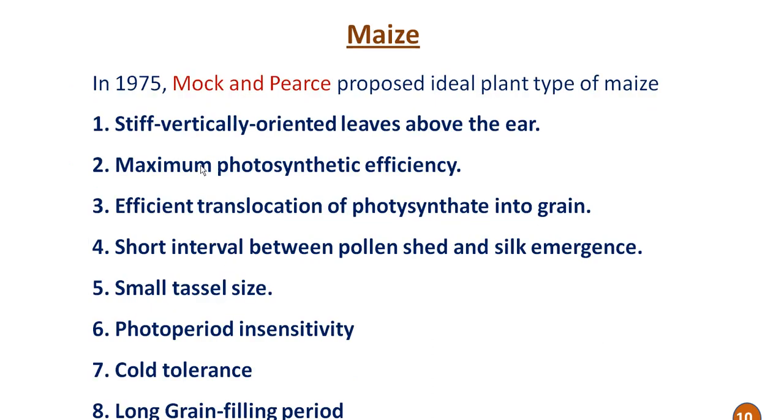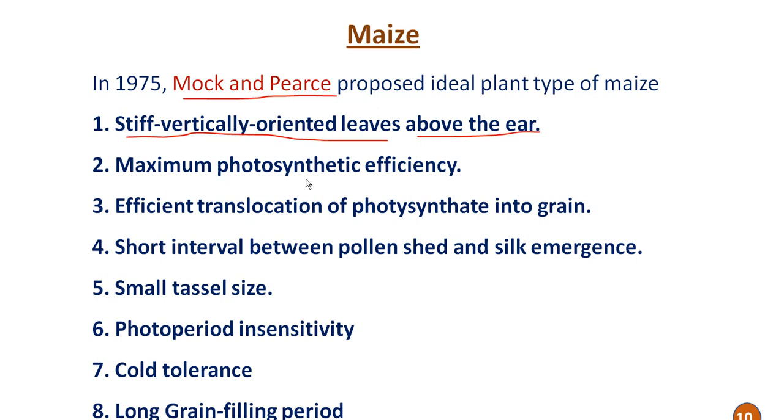Then next is maize. In 1975, Mock and Pierce proposed the ideal plant type of maize. According to Mock and Pierce, the ideal maize plant type has stiff, vertically oriented leaves above the ear. Here again vertically oriented leaves are preferred.